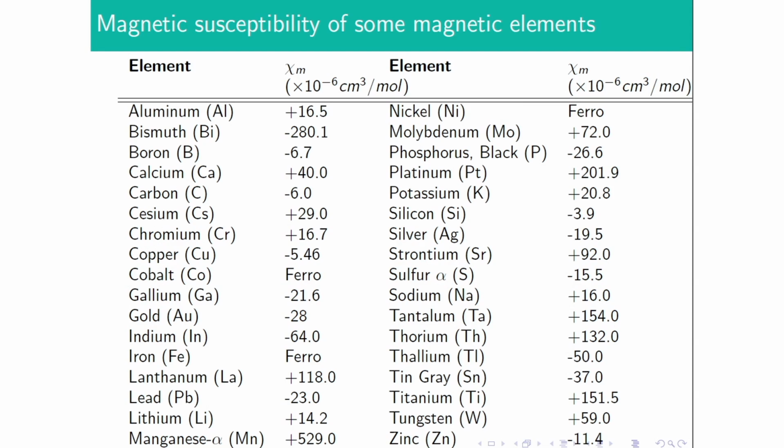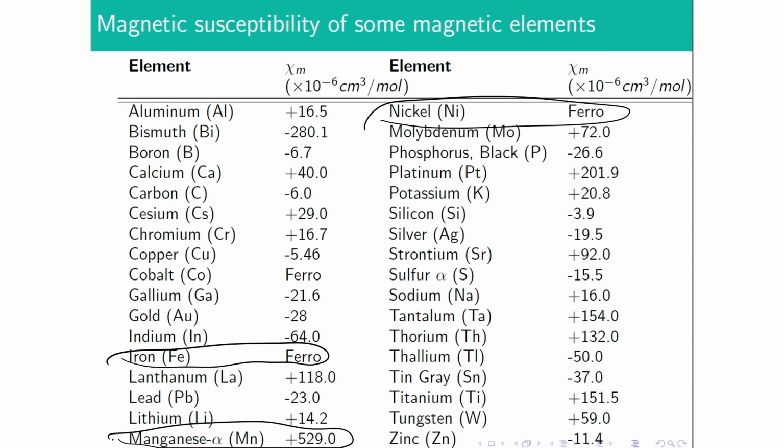A very large number of elements are presented here, and you see that there are these ferromagnets here. Nickel is a ferromagnet, manganese is also a ferromagnet and so on, and there is a varied degree of values of chi m, expressed in 10 to the power minus 6 centimeter cube per mole. This essentially gives you the same information that the periodic table gives, and here the numerical values are presented.